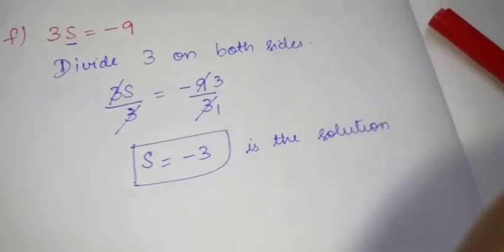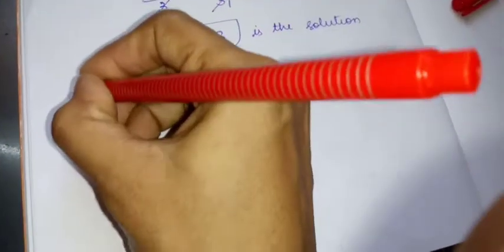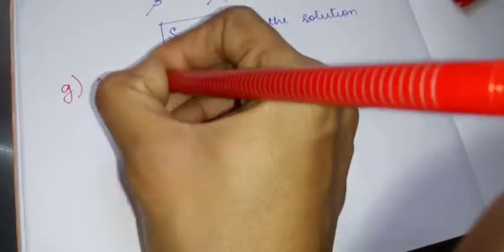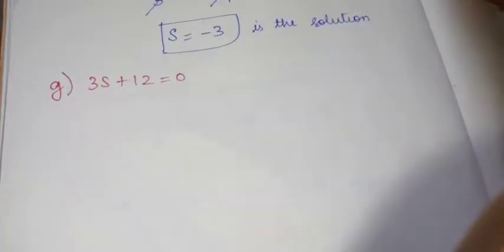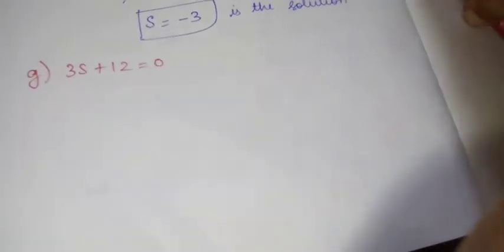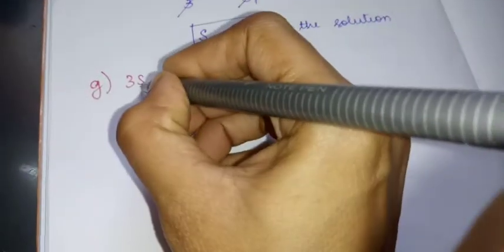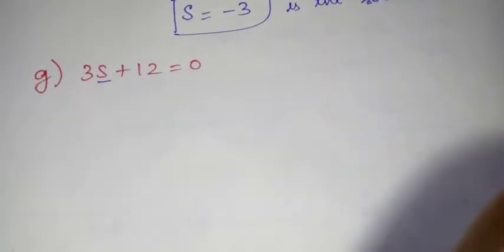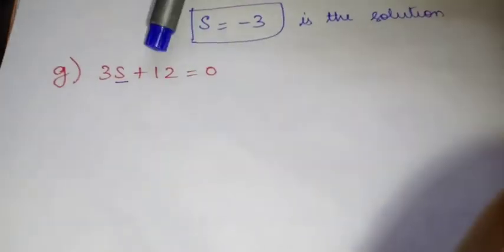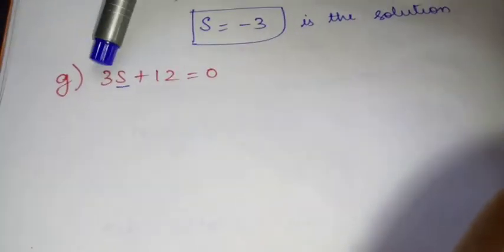Okay. Next, what is the next question? G problem. What is the question, children? 3z plus 12 is equal to 0. Okay, now what do we have to find? We have to find the value of z. So first you should eliminate this 12, right? Then you should eliminate this 3.